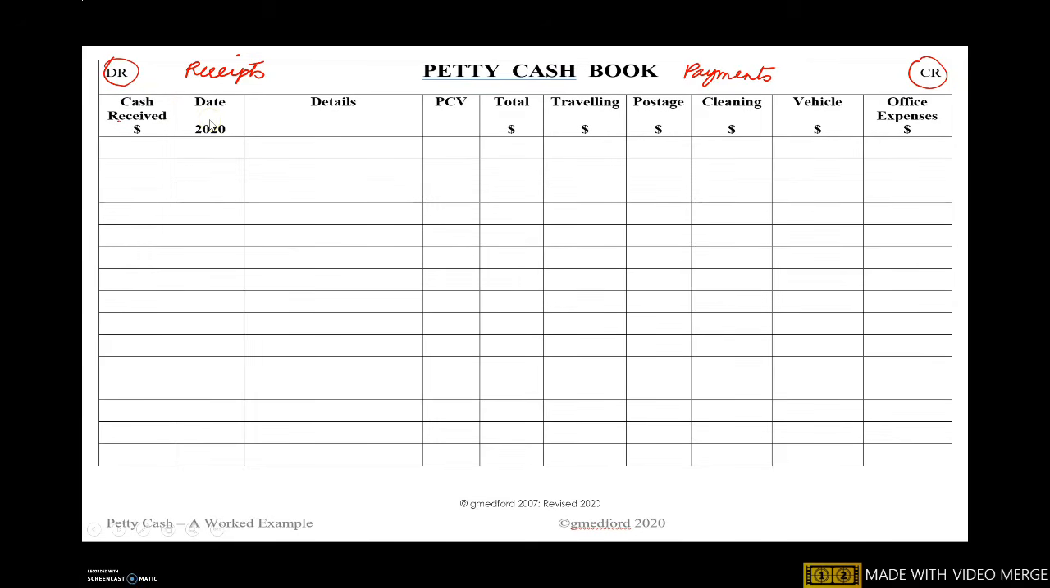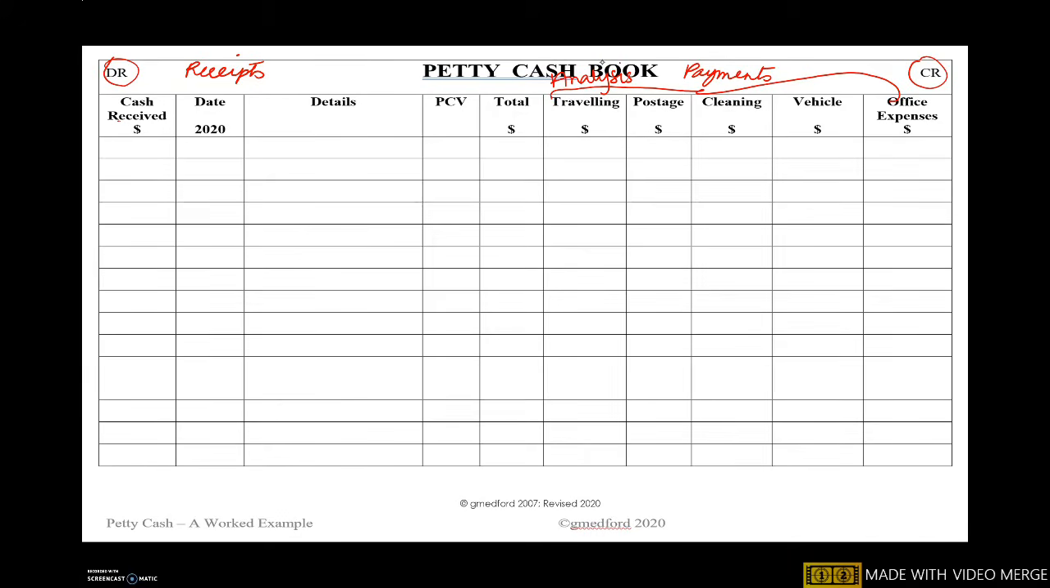Date is the date of the transaction. Details would give particulars about the transaction. PCV column will store the petty cash voucher number. Total will store the total of each transaction. And these columns here are referred to as the analysis columns.